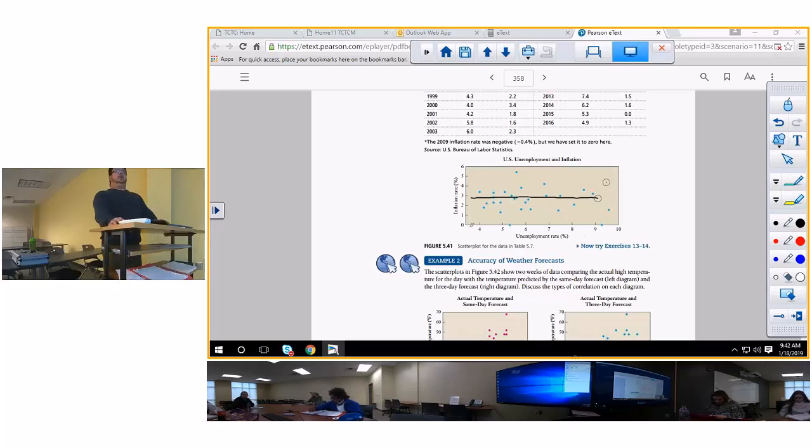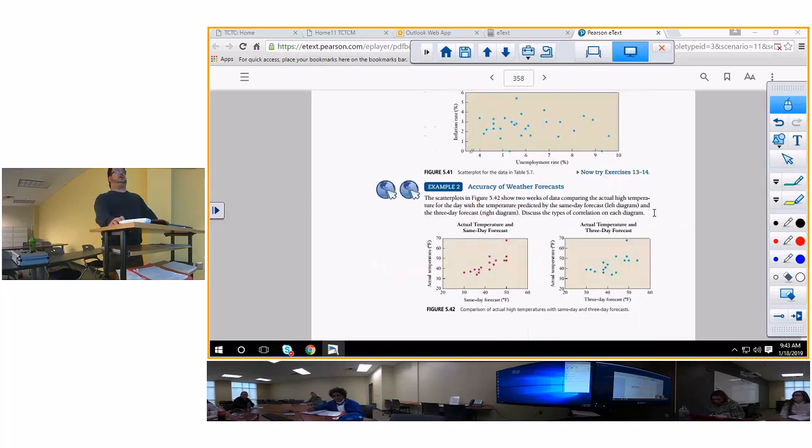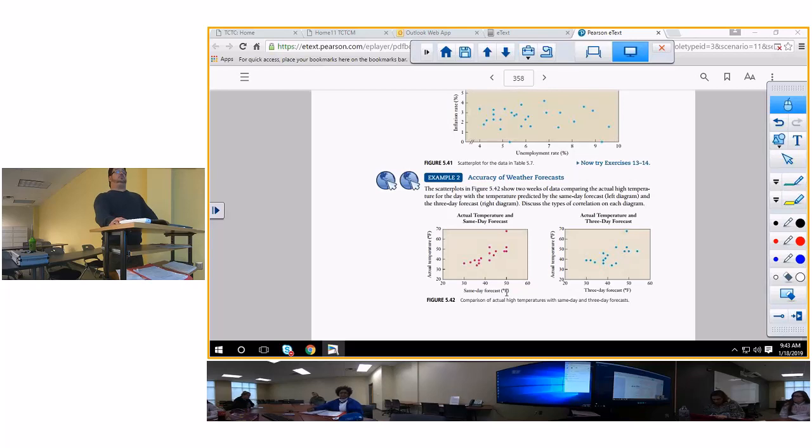And these are the kind of test questions I will give you. Is this a positive correlation? Is this a negative correlation? This one is kind of a positive. This one is slight positive. So these are positive correlations. Same day forecast. Okay. 3-day forecast. Actual temperature. Okay.